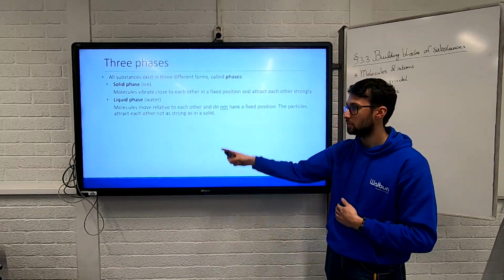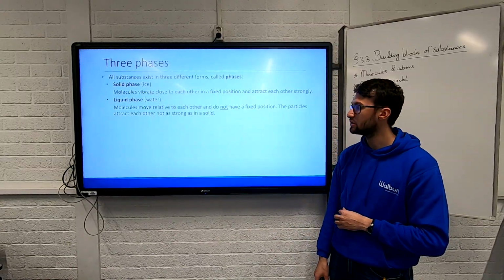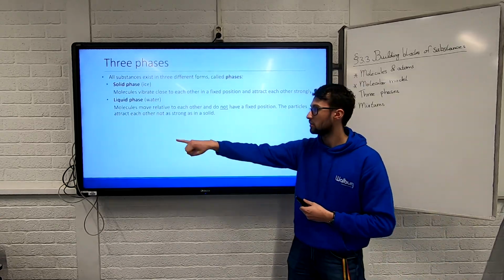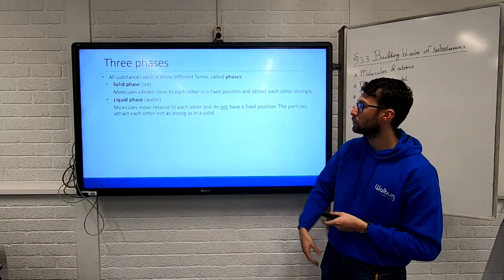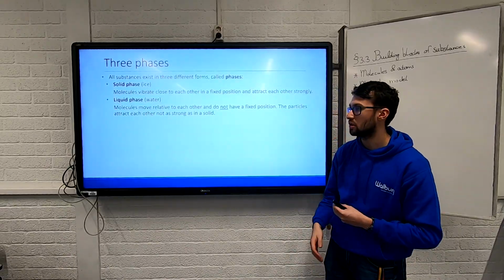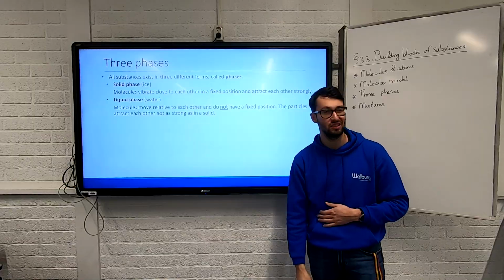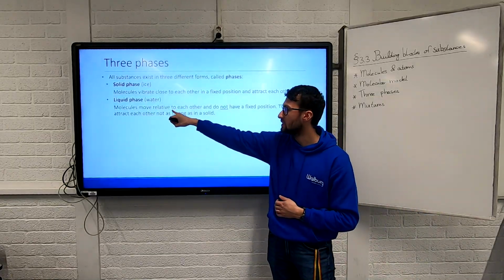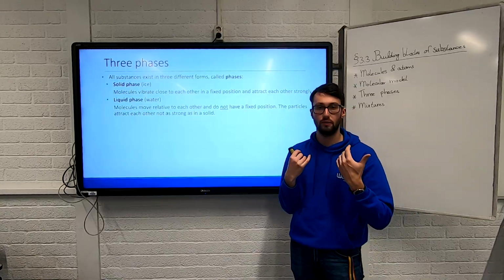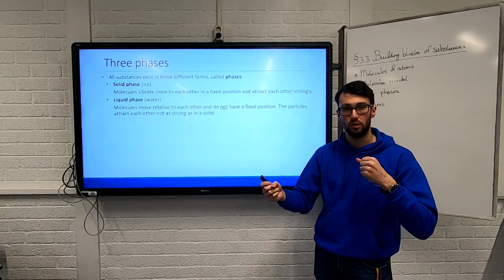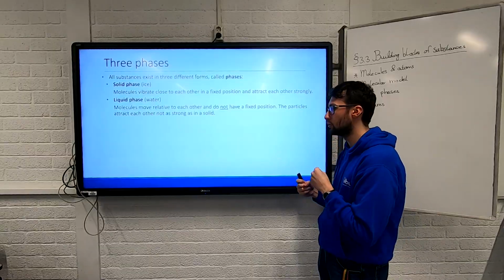As I said, we have water, which is in the liquid phase. This is just the regular water that's in your glass. The molecules move relative to each other and do not have a fixed position. The particles attract each other not as strongly as in a solid. So why is this the case? Well, when you have liquid water, it's a little bit warmer, the temperature is higher, so the particles move more.